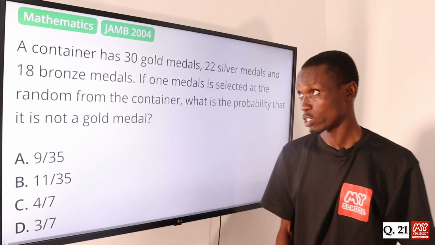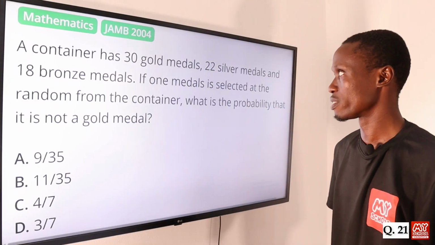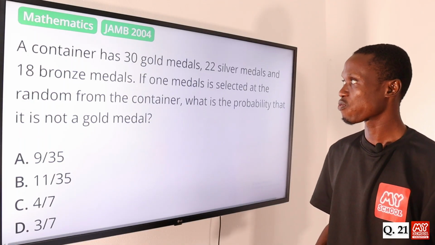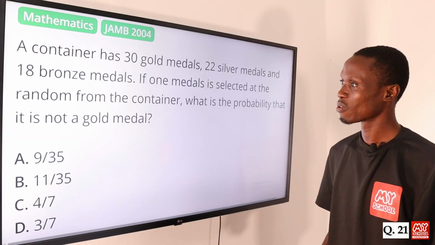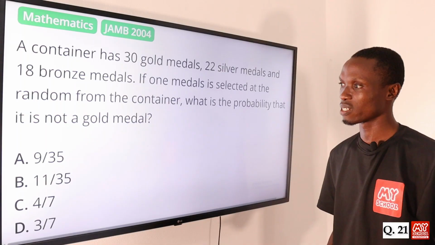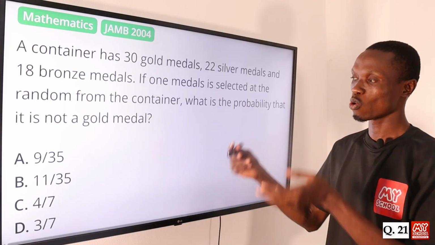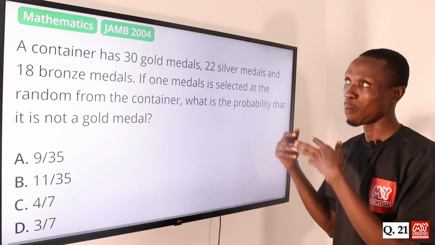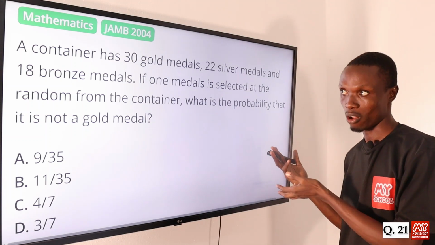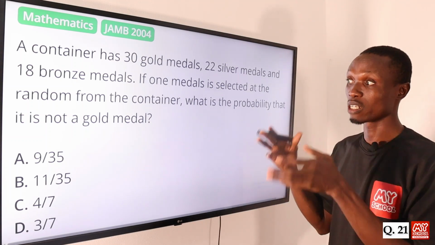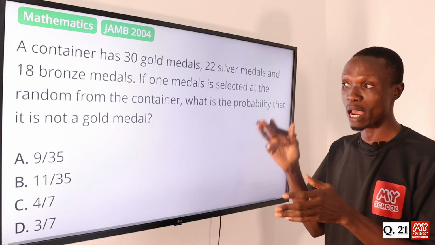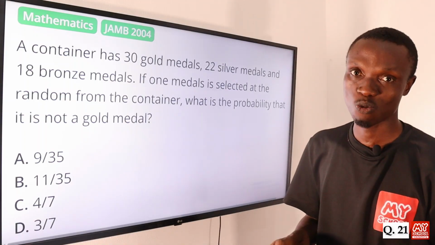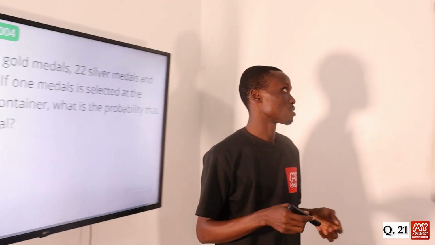Question 21. A container has 30 gold medals, 22 silver medals, and 18 bronze medals. If one medal is selected at random from the container, what is the probability that it is not a gold? Okay, so the probability that it is not a gold is the probability that it is silver plus the probability that it is bronze. Or you can as well get it by saying the probability that it's not gold is 1 minus the probability that it is gold. So both of them will give you the same answer. So let's move over to the board to provide the answer to this question.